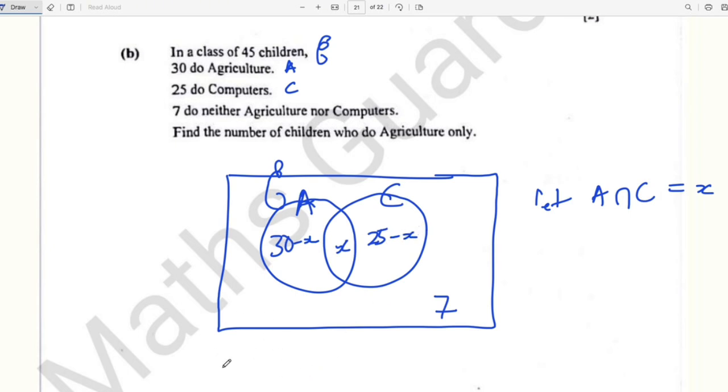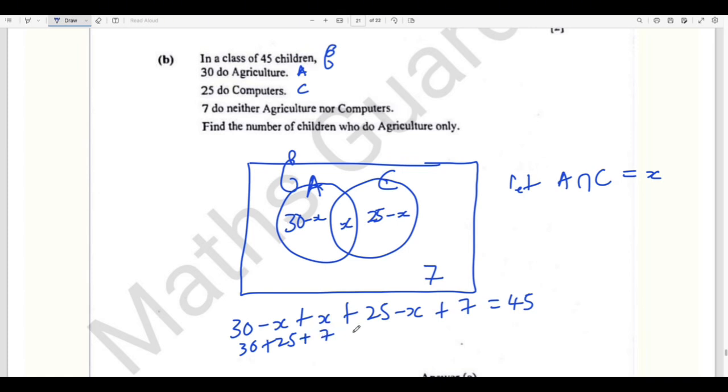Now, we need to formulate an equation to find the value of X so that we may be able to determine those who do agriculture only and those who do computers only. So what we do, we subtract X from sets A and C to have this equation: 30 minus X plus the X in the intersection plus 25 minus X plus 7 equals 45. We're subtracting the X so that we can get those who do agriculture only.